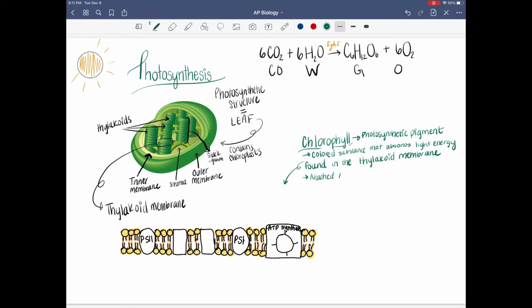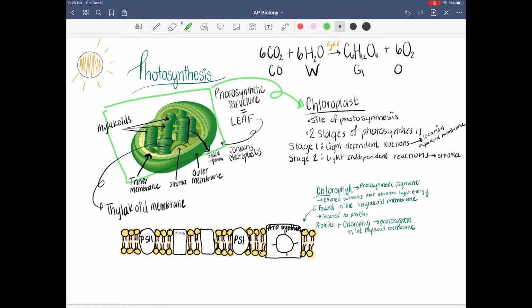Chlorophyll is attached to the proteins in the thylakoid membrane. When we're looking at PS2 and PS1, a part of the PS2 and PS1 structure is chlorophyll. The proteins and the chlorophyll that are a part of the thylakoid membrane make up the photosystem. So when we're referring to the photosystem, keep in mind that we're referring to the proteins plus the chlorophyll.